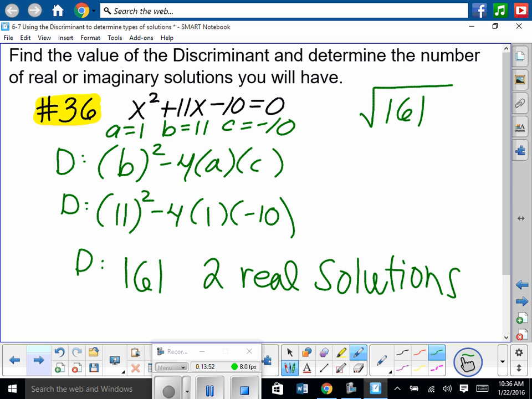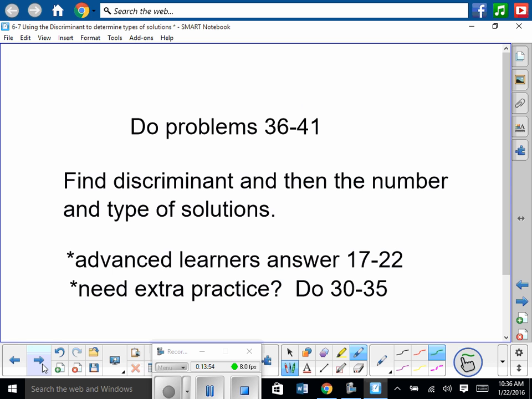I'm not going to do any more examples then. So I want you to do problems 36 to 41. You really should be able to finish this worksheet by the end of the hour.